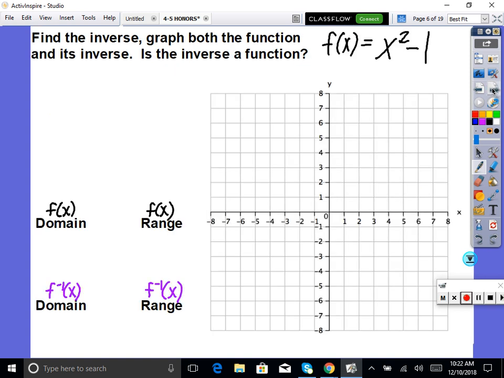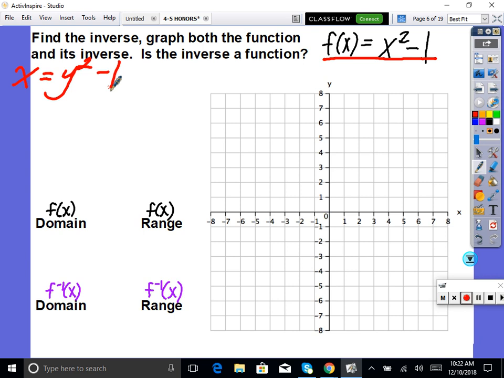So let's do an example here. It says find the inverse, graph both the function and its inverse. And then it says, is the inverse considered a function? So let's go ahead. Starting with the original function, f of x is x squared minus 1. We would switch x and y. So we have x is equal to y squared minus 1. Then get y alone using algebra.